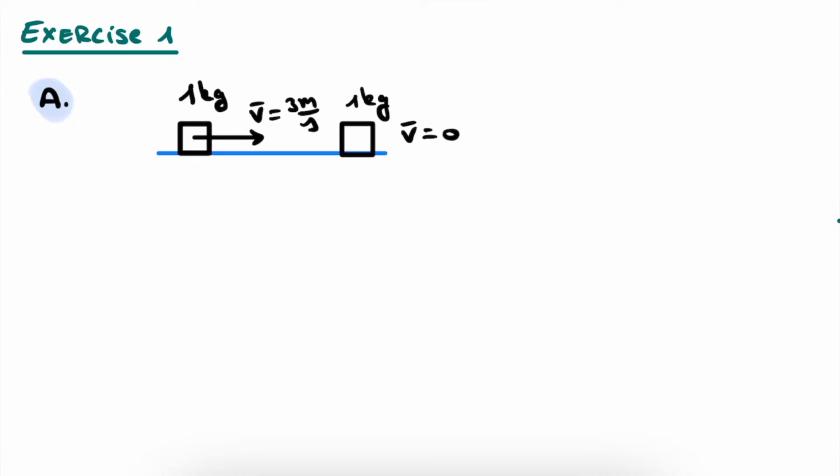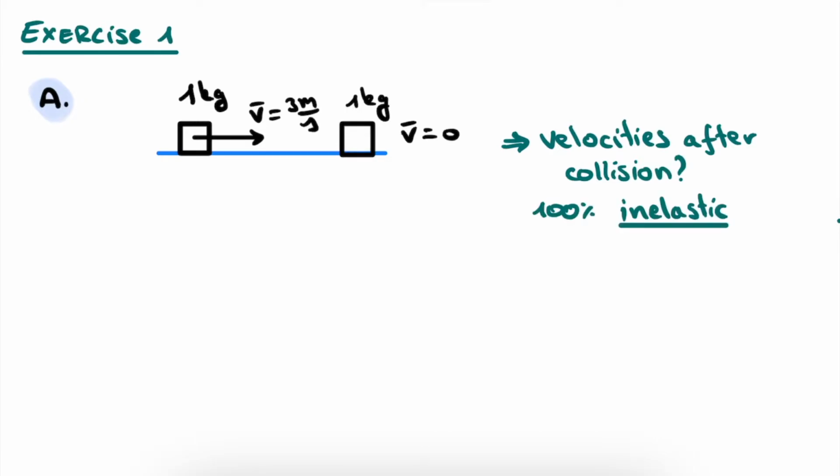Given these conditions, our magnificent intuition says that there will be a collision in the near future. Both objects will hit each other, and the exercise now is to find the velocity of both objects after this collision. And this under the assumption that the collision will be 100% inelastic, meaning there will be no rebound, and I will get back to that once we need it in this exercise.